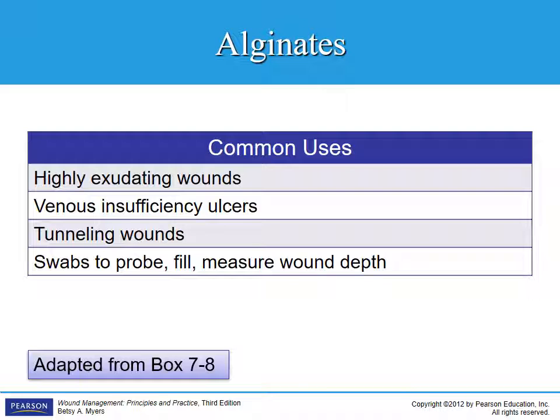The common uses are highly exudating wounds, venous insufficiency ulcers, which again are highly exudating, tunneling wounds, and then they use it on swabs so that you can probe and measure wound depth a lot, because it will absorb whatever fluid it might be at the bottom of that depth.